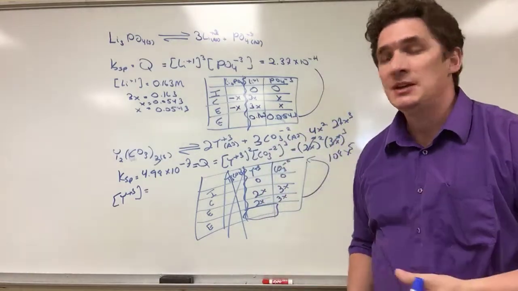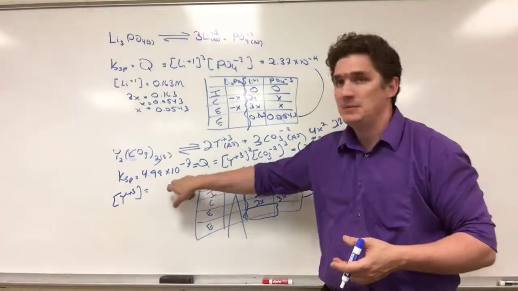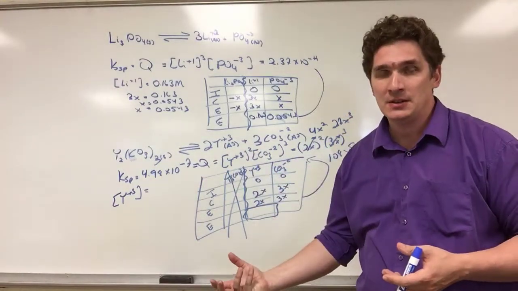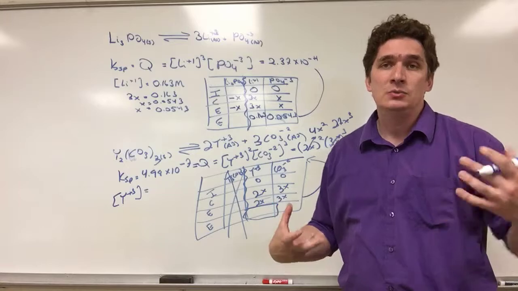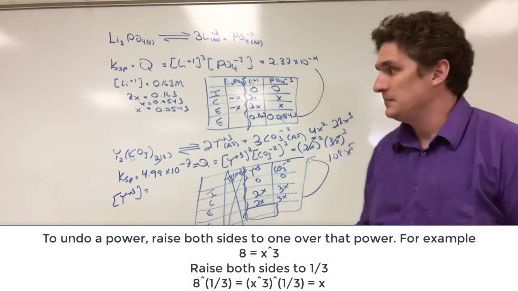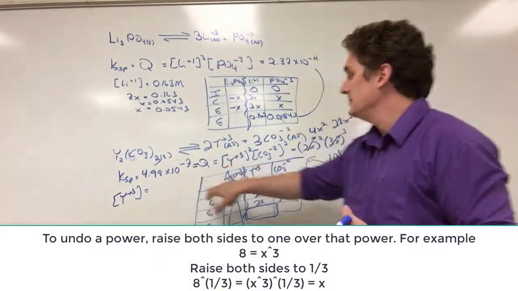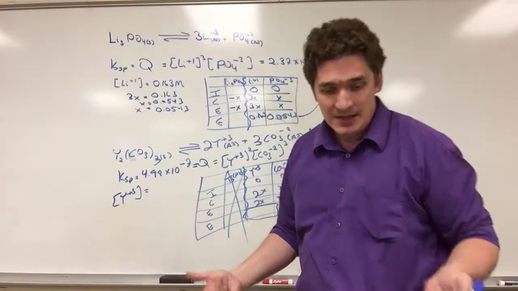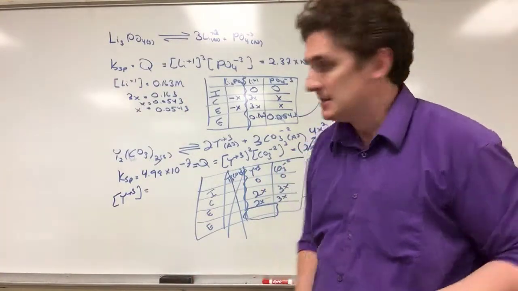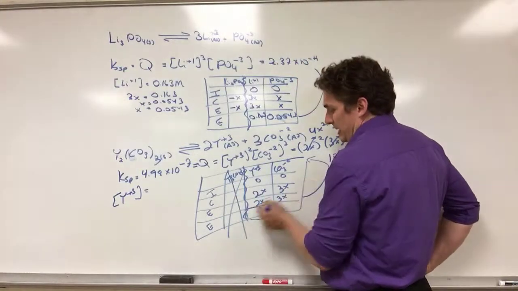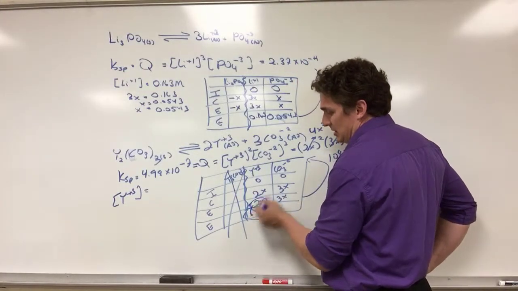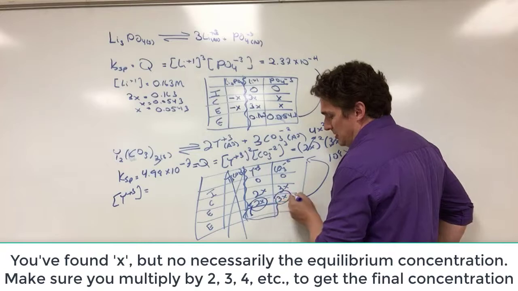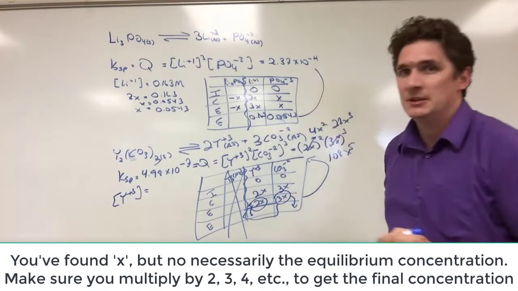Now, if you're not familiar with how to do this, divide the Ksp by 108. That'll isolate x to the 5th. To undo a power, you raise a number to 1 over that power. So 4.98 times 10 to the negative 7 divided by 108, raised to the 1/5 power. And this will give you the extent of reaction x. Once you get your value for x, you're going to double it to get the concentration of yttrium, and you're going to triple it to get the concentration of carbonate.